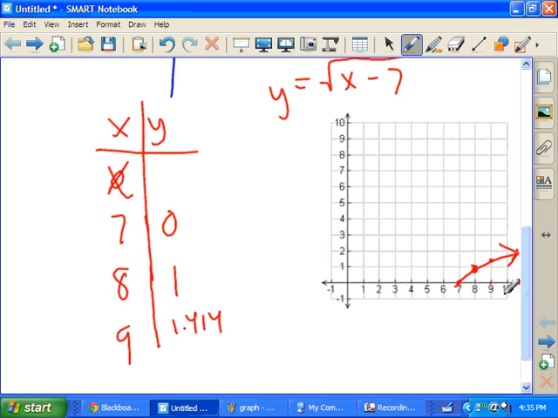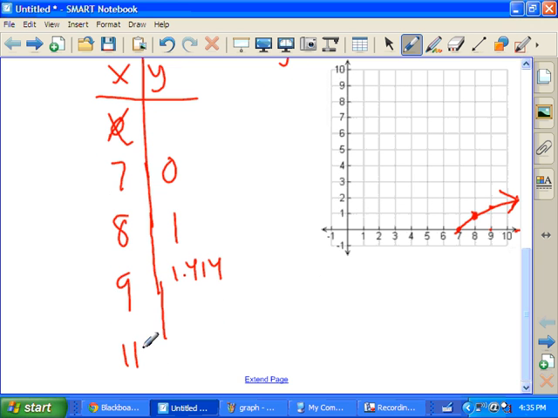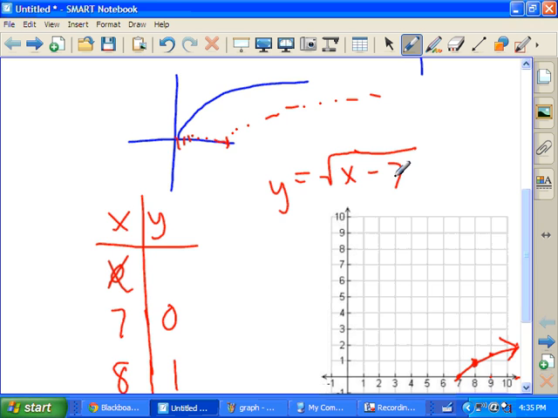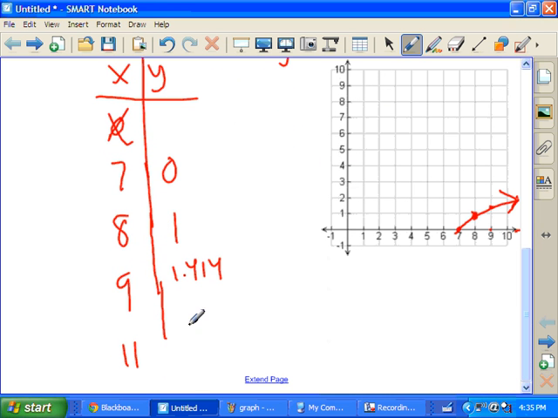All right, I think a next interesting point would be, I'm going to skip all the way out to x equals 11. And the reason I'm doing that is because I know that 11 minus 7 is 4. Square root of 4 is 2. So at this one, it gets to be 2. So 11 and 2 is my next point. Just off the graph, I'd go up 1 and 2, and it looks like we're headed right there. So now we know what the curve looks like.